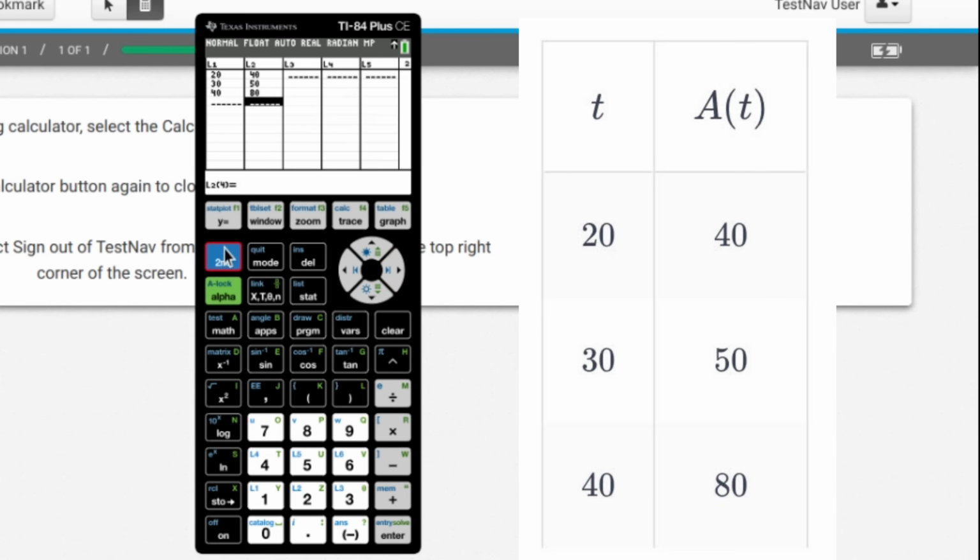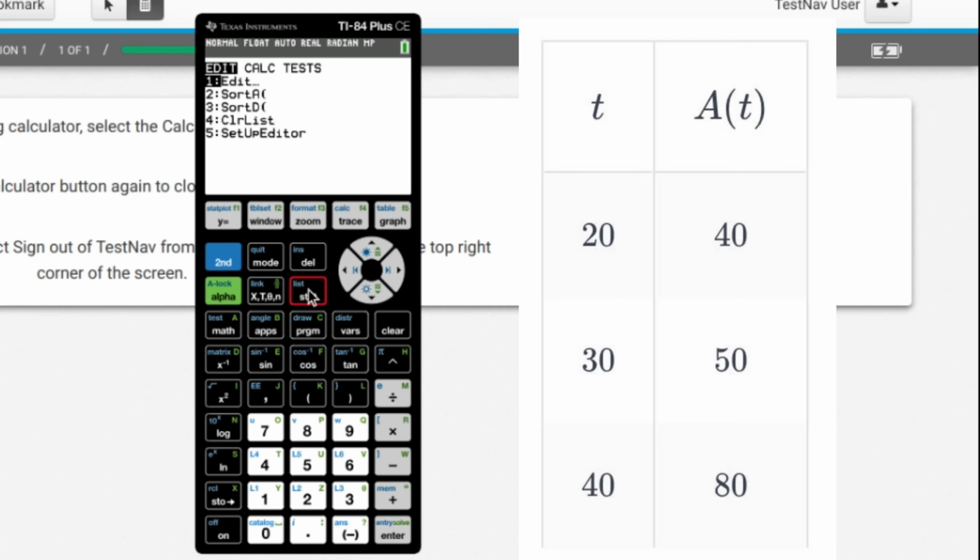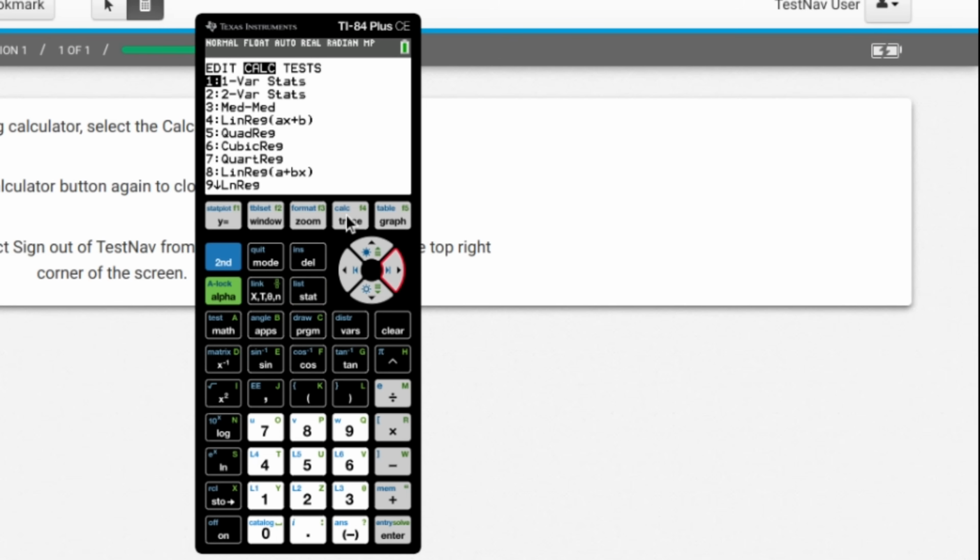So let's quit by doing second mode. Let's go to stat. Let's go to calc. Let's go to quad reg, which is 5. Hit enter a bunch of times until you get to calculate and hit enter again. And it gives us an okay looking formula. Y equals 0.1 x squared minus 4x plus 80. So when I write this out on paper or choose a selection from multiple choice, I'm going to make sure I choose the one that says A of t equals 0.1 or 1/10 t squared minus 4t plus 80.